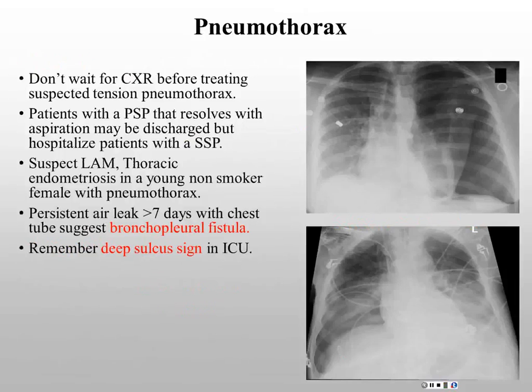Pneumothorax. Tension pneumothorax, you don't need chest x-ray to diagnose it. You have to treat the patient as soon as possible. You should know about deep sulcus sign in the ICU, because the patient usually is lying supine. In the first picture, it's clear we have pneumothorax on the left side. Here we have pneumothorax on the right side, but you cannot see the pleural line. Usually you will see deep sulcus sign if the patient is in the supine position, because the air tracks down. You have to pay attention to that, because you may have a tension pneumothorax without a clear radiological image like the first picture.